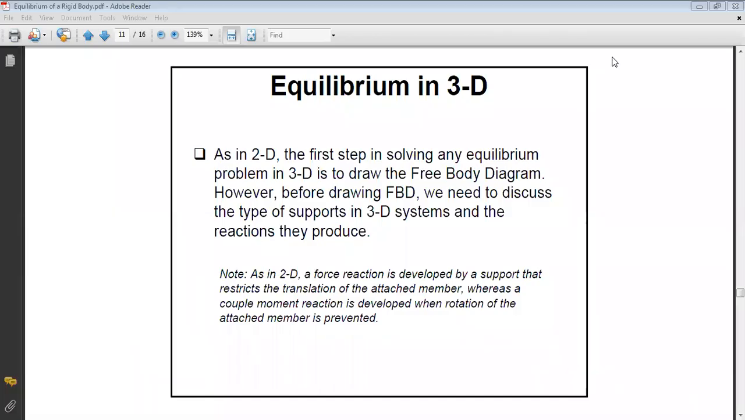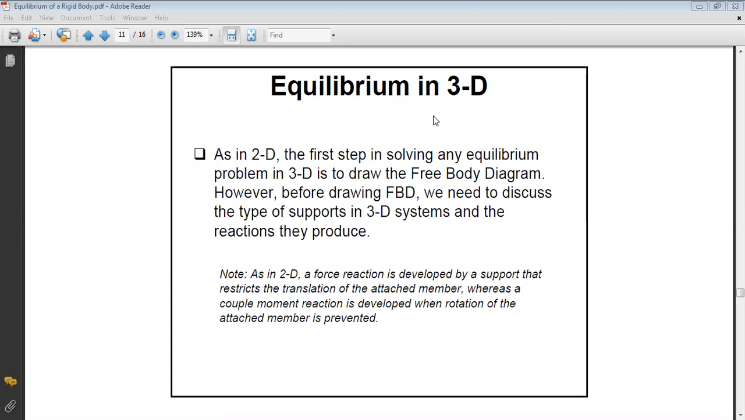So we will continue today the equilibrium of a rigid body. We have already seen how to do the equilibrium in 2D, and today we will introduce equilibrium in 3 dimensions. Okay, so as in 2D, the first step in solving any equilibrium problem is to draw the free body diagram. The free body diagram represents all forces acting on your rigid body. Okay, and once you do this, you can apply the 2 conditions of equilibrium.